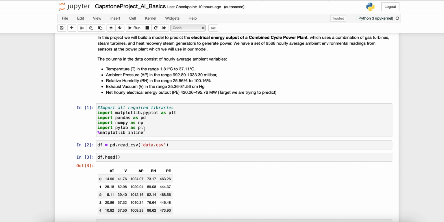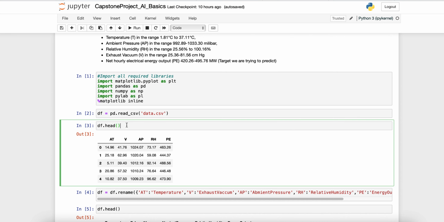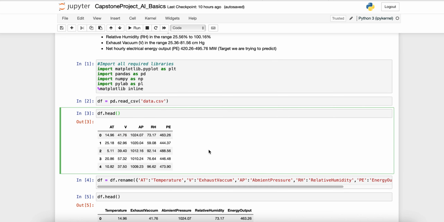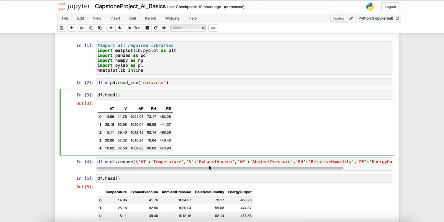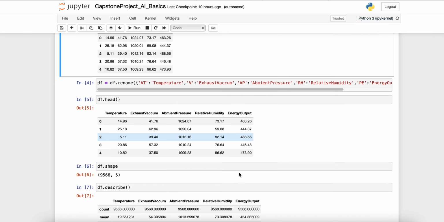Initially I have imported all the required libraries for this project. We need pandas, numpy, matplotlib for drawing the charts, and so on. Next, I have imported the data that I received as input in CSV format. So this is how it looks. By default it has headings like AT, V, AP, RH, PE. So I have renamed them to temperature, exhaust volume, ambient pressure, relative humidity, and energy output for better understanding. After renaming it, this is how it looks.